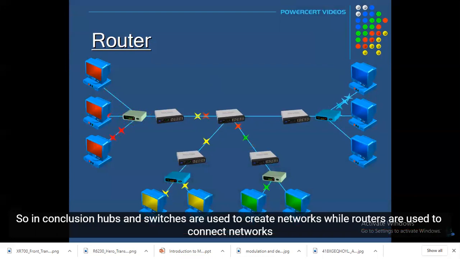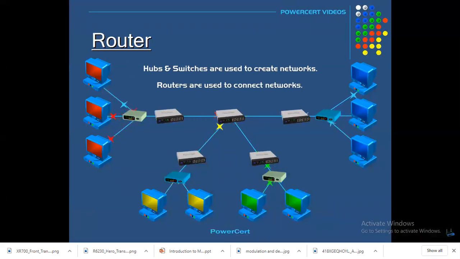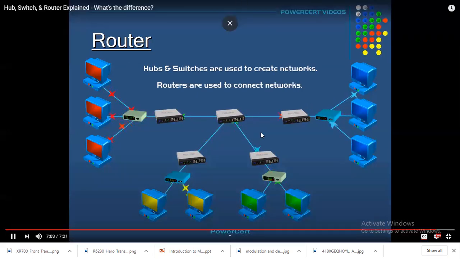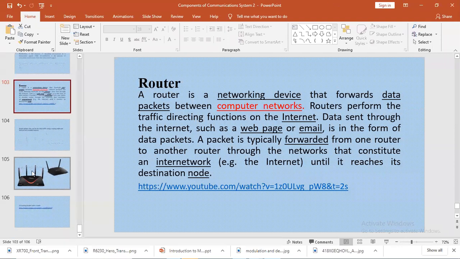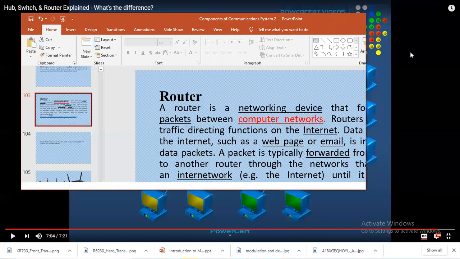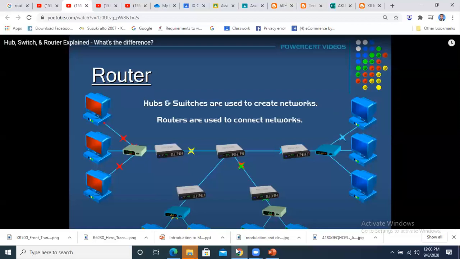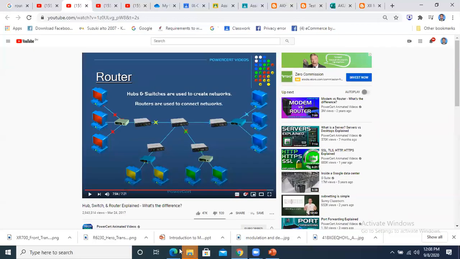So in conclusion, hubs and switches are used to create networks, while routers are used to connect networks. Okay, so what is basically the conclusion at the end? Hubs and switches are there to create a network when we are making a local area network. When we are connecting our network to the internet with different networks, routers are defining the routes for it. And according to those routes, we are going to have communication between different sources, communication between the different networks. So this is how it is basically done.